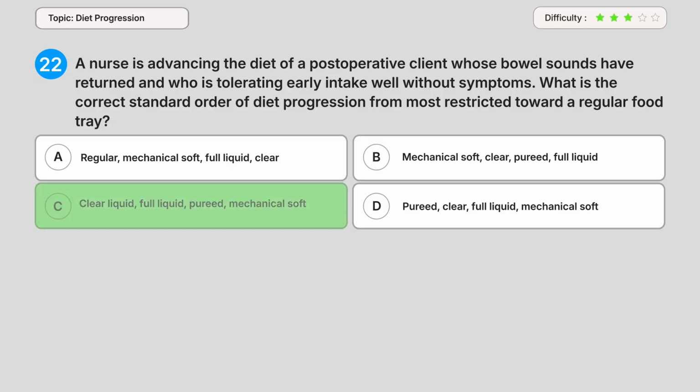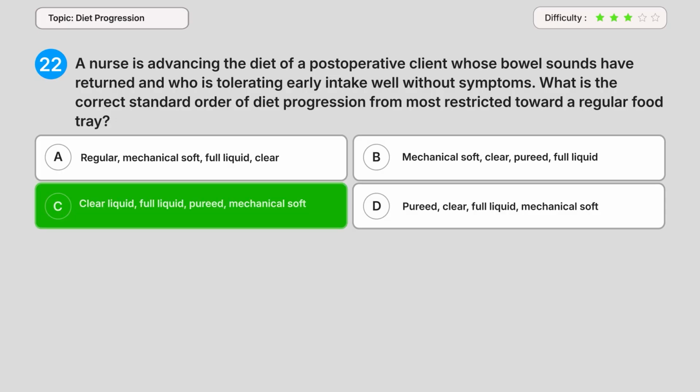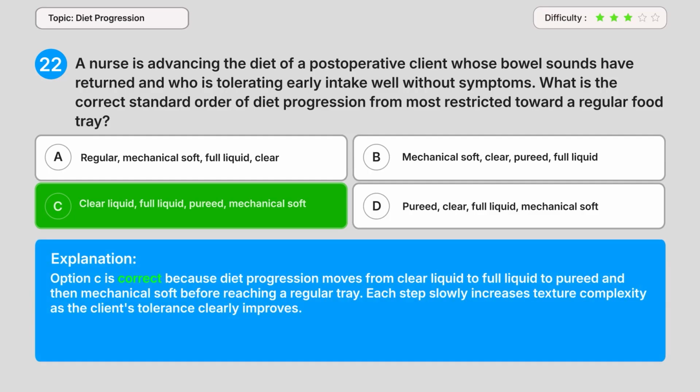Correct answer: C. Clear liquid, full liquid, pureed, mechanical soft. Explanation: option C is correct because diet progression moves from clear liquid to full liquid to pureed and then mechanical soft before reaching a regular tray. Each step slowly increases texture complexity as the client's tolerance clearly improves.